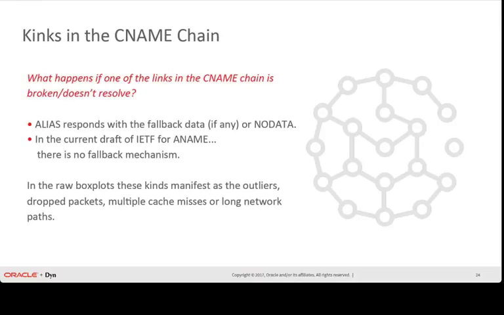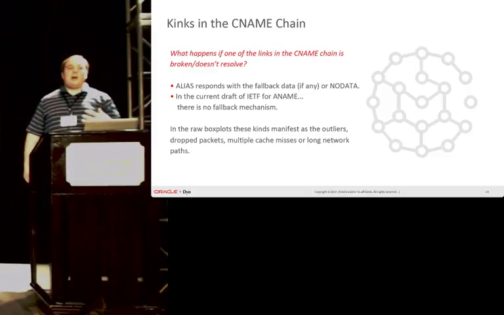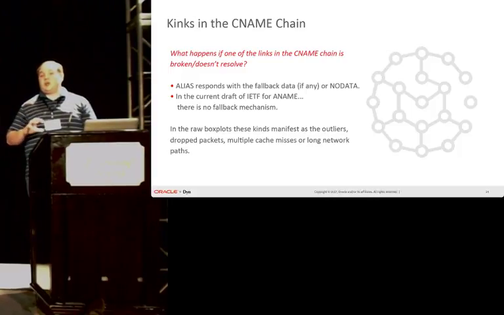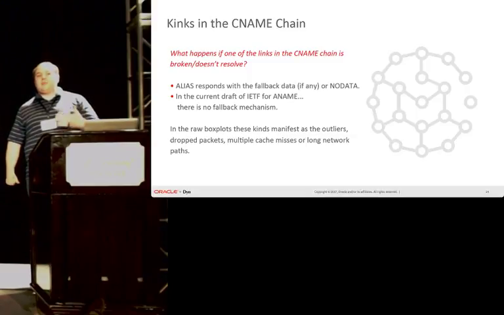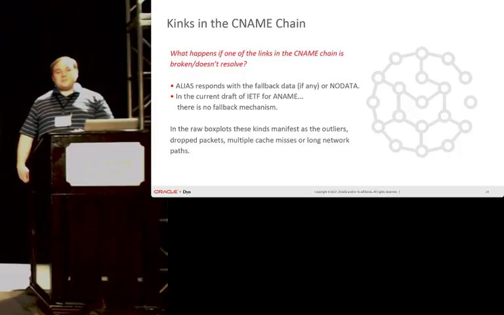Now, one of the big things that we started to think about as we were going through this were these kinks in the CNAME chain. Now, in the implementation that we've made of the ANAME, or the alias record, we've considered the notion of a fallback record. So in the event that something happens when you're trying to resolve that 5 CNAME chain long thing, you have this fallback record that you can pass back to the user to avoid handing back a no data response.